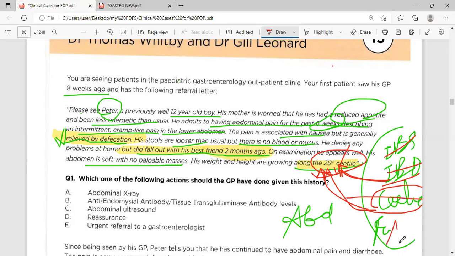Now, what are the features of functional abdominal pain? Tell me. Are you guys there?